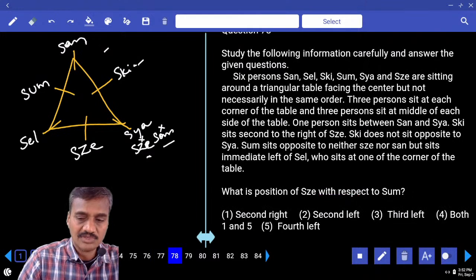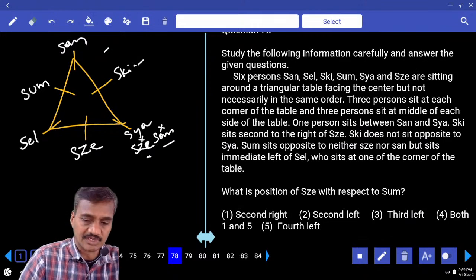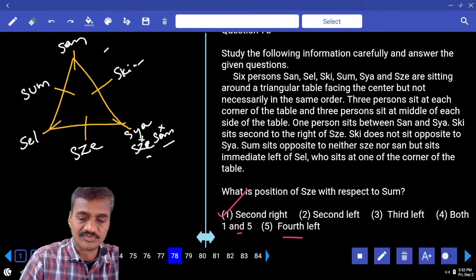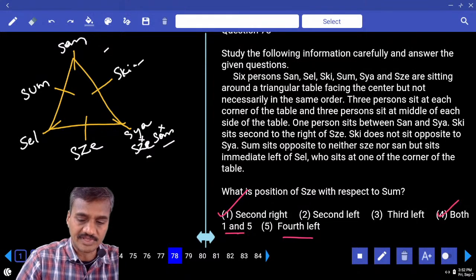Then 78. What is the position of SZE from Sum? SZE from Sum is second to the right. Second to the right, choice 1, question number 78. Clear? Now we have 1 and 5, fourth left, second right and fourth left. That is both 1 and 5, that is choice 4, 78.